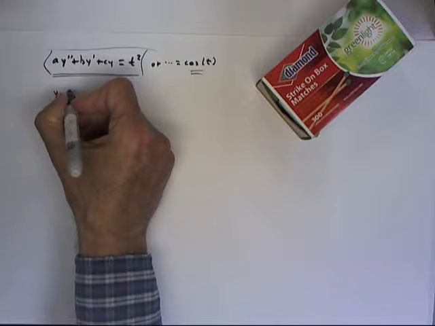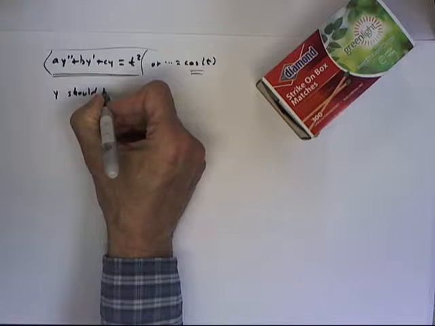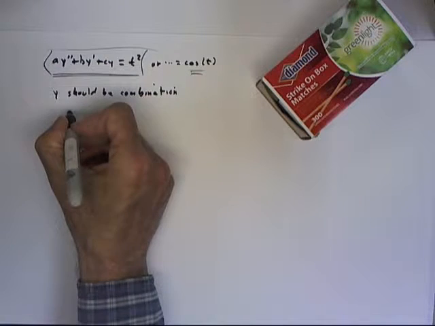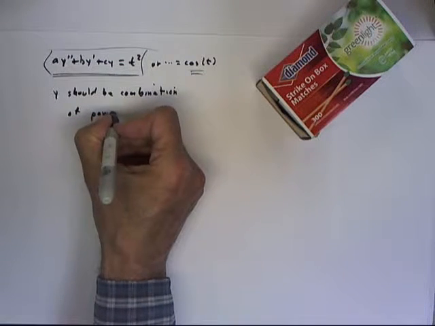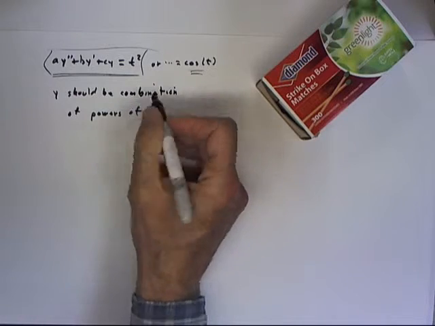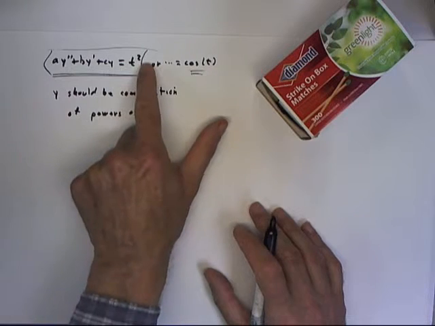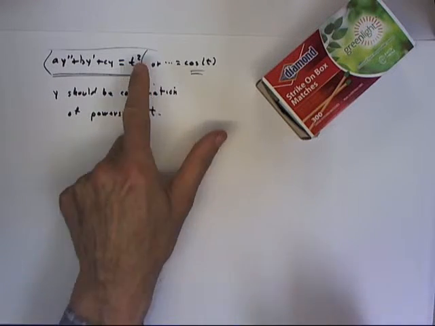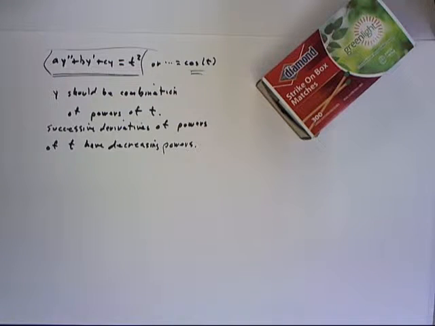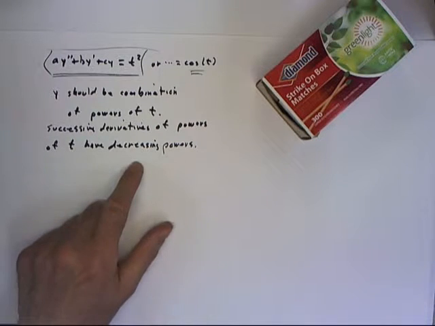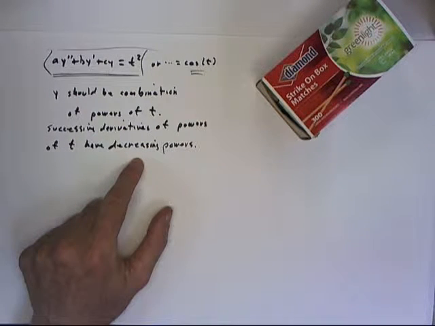So y should be a combination of powers of t. In other words, a polynomial. And these powers should be integer powers because we're getting an integer exponent on our derivatives. Now, we'll observe that successive derivatives of powers of t have decreasing powers. If we start with t to the fourth, our derivative is going to be a multiple of t cubed. The derivative of that's going to be a multiple of t squared, etc., etc.